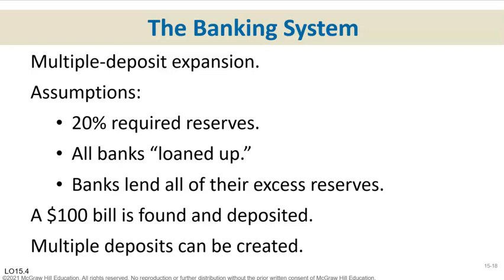We're going to look at an example here, and the example is that a $100 bill is found and deposited. So we have an initial change in money supply of $100. In this example, the required reserve ratio is 20%. The banks are all loaned up, which means that they're going to hold no excess reserves. If they get any excess reserves, they're going to immediately loan it out.